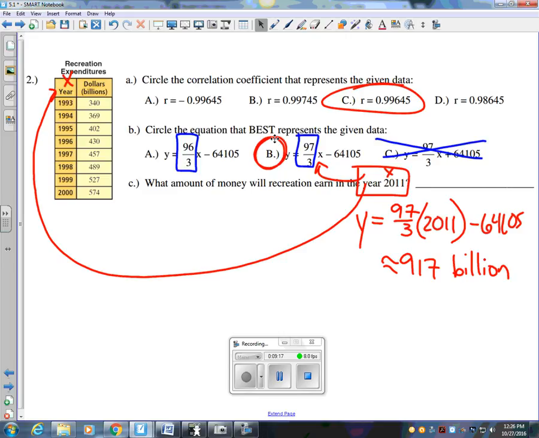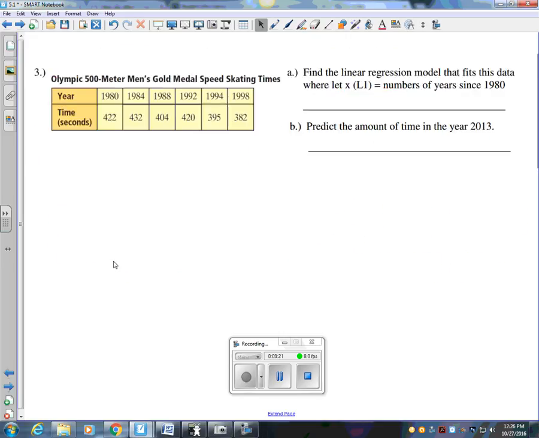All right, pause the video if you need to, otherwise flip it over to the back. Number 3, you have Olympic 500-meter men's gold medal speed skating times. A, find the linear regression model that fits the data where X, L1 is the number of years since 1980. So they're putting an extra twist on this one. You need to be really careful and pay attention to when they tell you something like this. They want L1 to be the number of years since 1980.